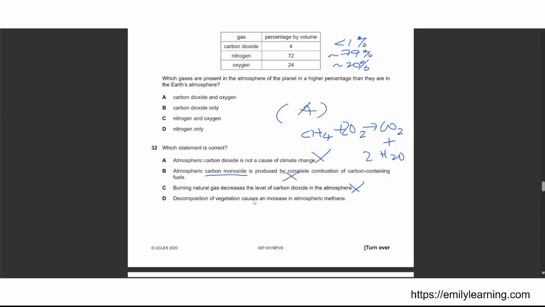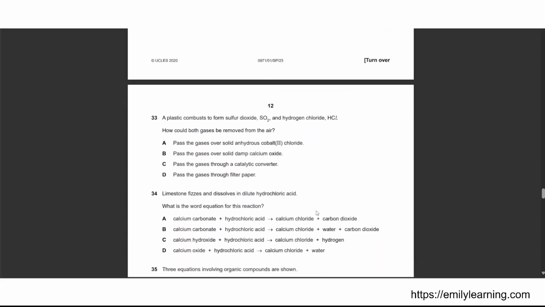Decomposition of vegetation causes an increase in atmospheric methane. This is correct. When we decompose vegetation, it produces greenhouse gases such as methane. So this is true, decomposition will produce methane. So D is true. So the answer for 32 is D.